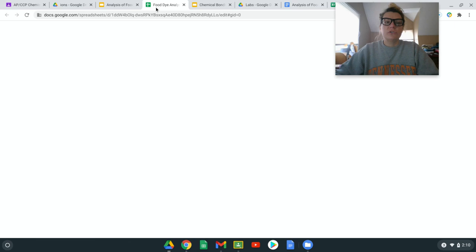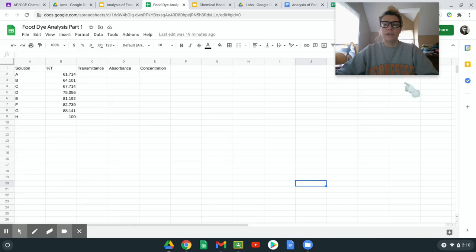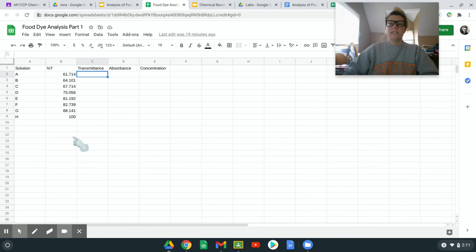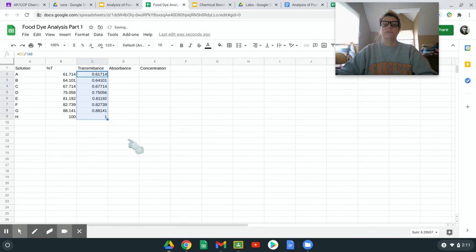The next thing you're going to do is carry that information over to a Google Sheet. Okay, so I have my solutions, I have the percent transmittance. I now have to solve for the transmittance, the absorbance, and the concentration using Beer's law. The first thing I'm going to do is get these out of percentages, and to get things out of percentages, we divide by 100. So I'm going to go equals this number divided by 100, and I'm just going to hit enter.